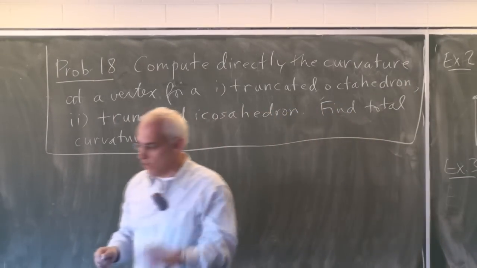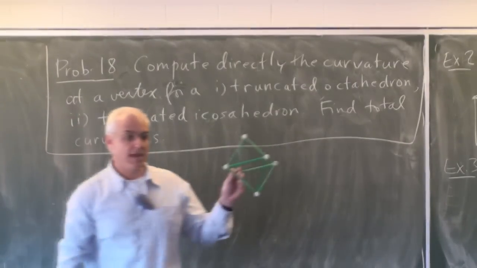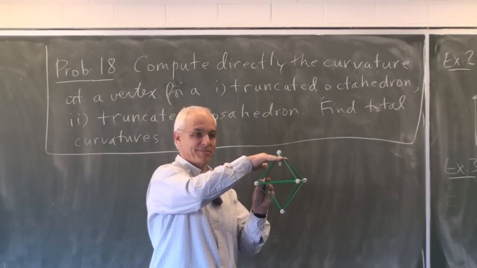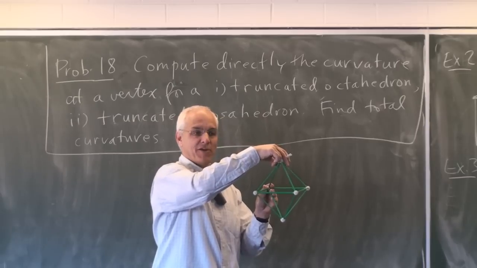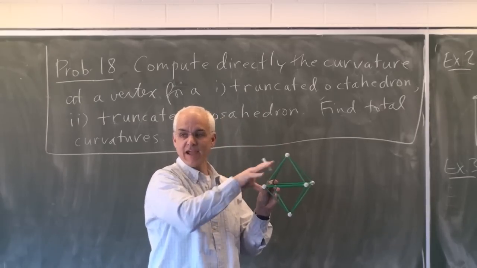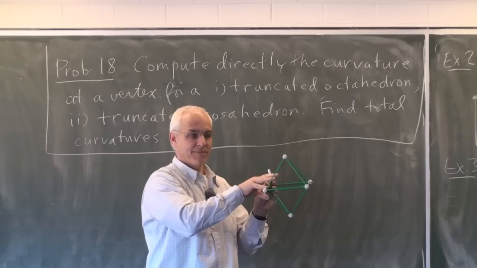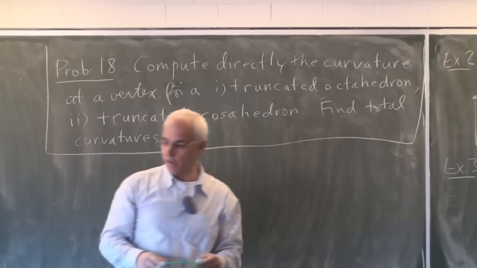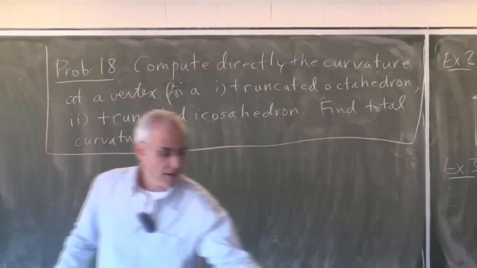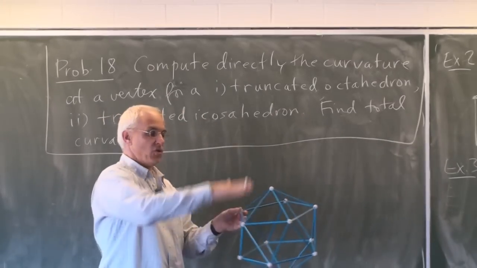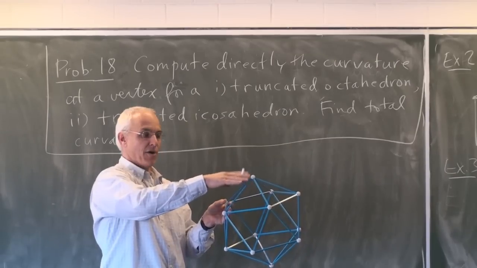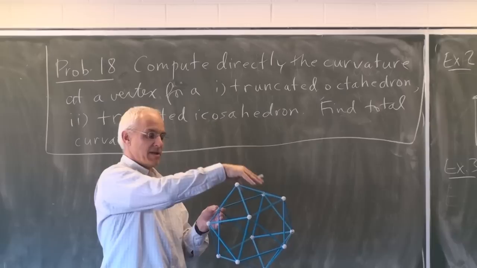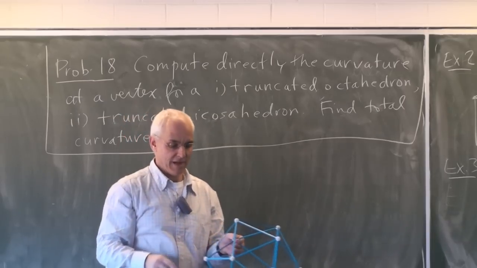Now I remind you that a truncated octahedron is, you get an octahedron and you chop off the top. So you make a little square face there. So there are some square faces and hexagonal faces left over. If you do it in the right, regular way, then it becomes an Archimedean solid. And for the icosahedron, if you chop off a little area near a vertex, you get a little pentagonal face. And you get pentagonal faces and hexagonal faces.